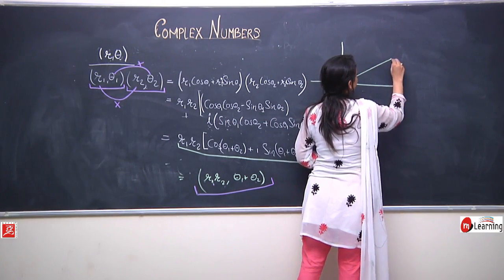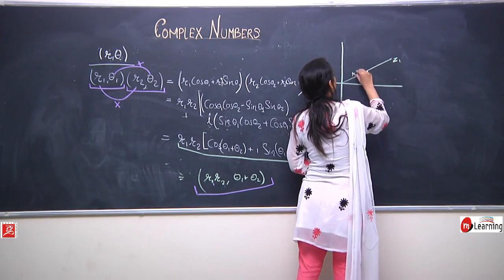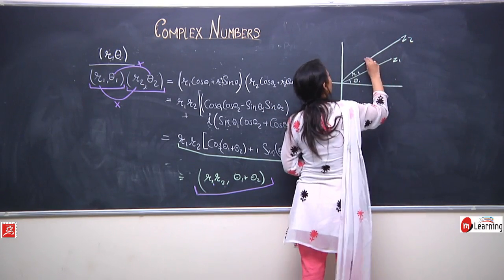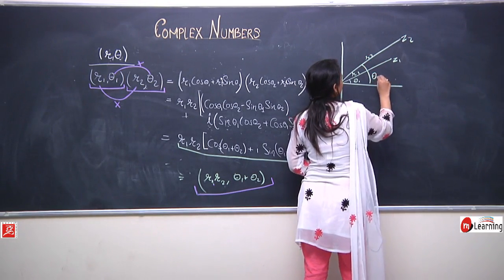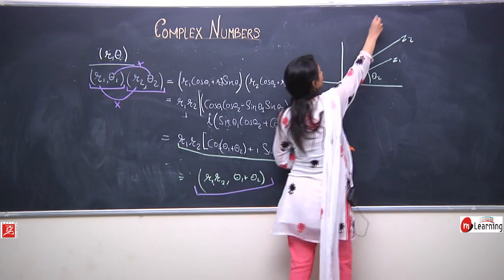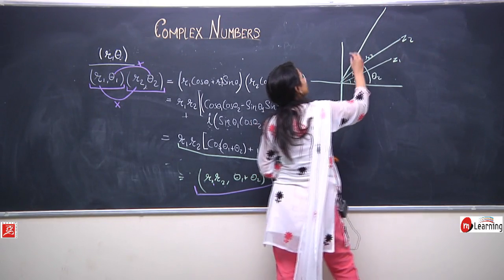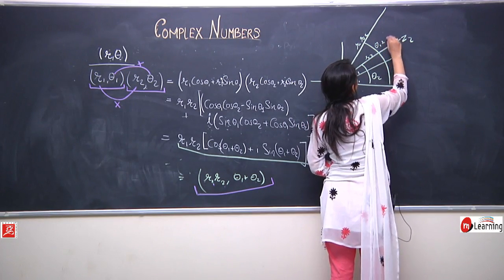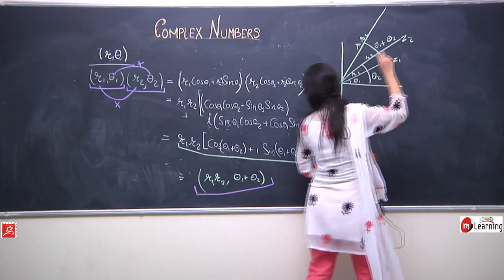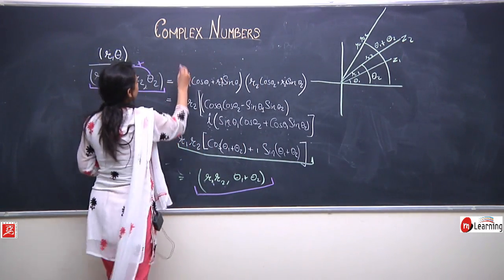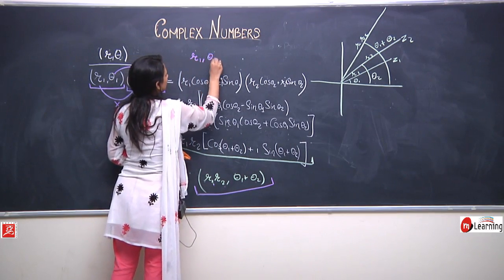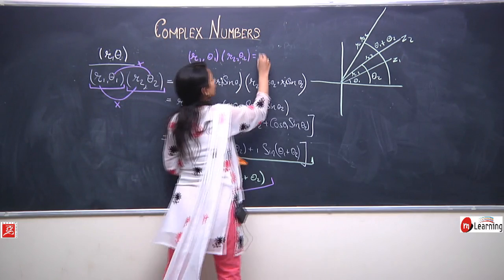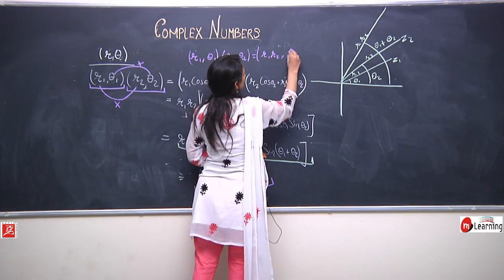If this is one complex number z1 with its modulus r1 and argument theta 1, and I have another complex number z2 with modulus r2 and argument theta 2, so the resultant of their multiplication would be a complex number z with modulus r1 r2 and argument theta 1 plus theta 2. So I'm writing this once again, the result here says that the multiplication of r1 theta 1 into r2 theta 2 gives me r1 r2 comma theta 1 plus theta 2.